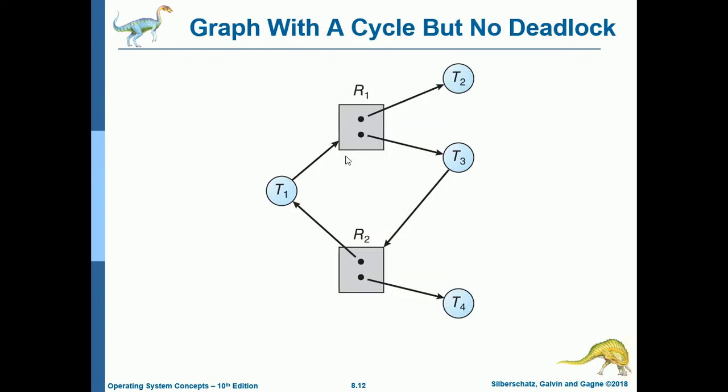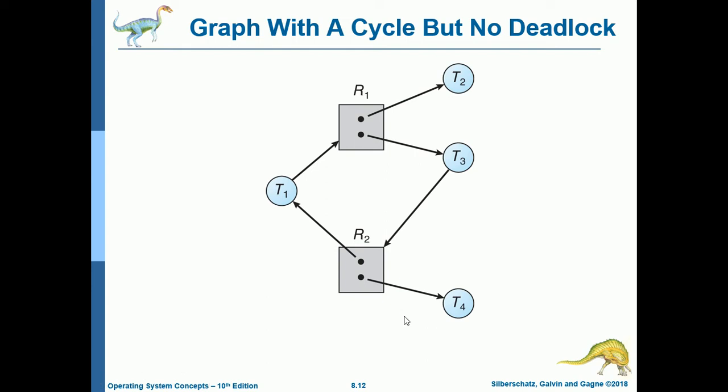Okay, next we have a graph with a cycle but no deadlock. So let's check again the 4 characteristics of a deadlock. Mutual exclusion: each of the resources is assigned to only one thread. R sub 1 is assigned to T sub 2, another instance of R sub 1 is assigned to T sub 3, and then R sub 2 is assigned to T sub 1, and another instance of R sub 2 is assigned to T sub 4. So that is already mutual exclusion.